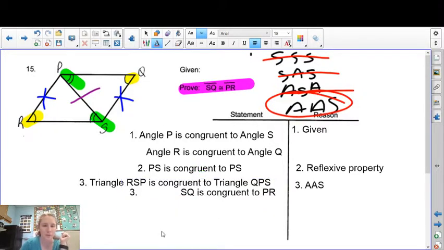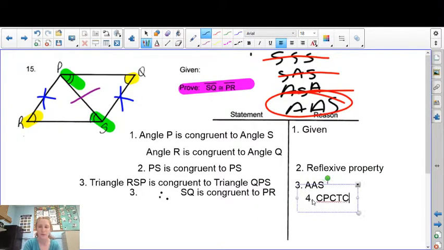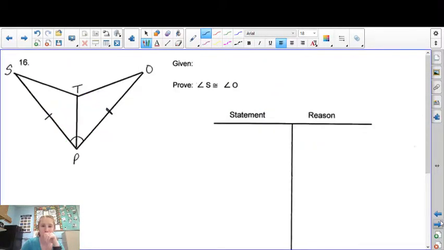And that means, so therefore, SQ is congruent to PR, and that tells us that by CPCTC: congruent parts of congruent triangles are congruent. Next one.